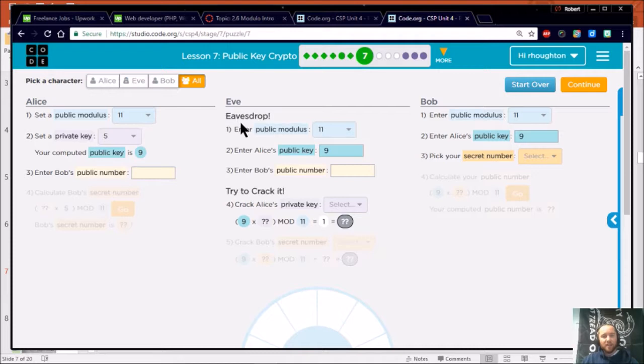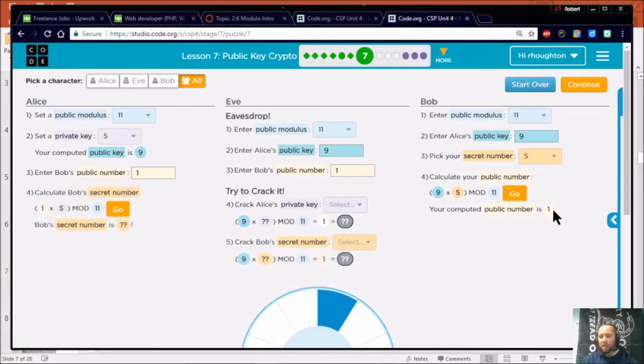So here's our Eve, the eavesdropper. So far Eve knows that the public modulus is 11, the public key is 9, and then she doesn't know anything else yet. So Bob comes over here, and he's going to pick a secret number of his own. Let's go with 5. So Bob takes this private key and the secret number, times them, modulus 11 them, and that will give him this public number 1. He's going to go over here and give that number 1 to Alice. She takes that. She uses the public number and her private number, mod the public modulus right here, and this will give her Bob's secret number, 5. Is it correct? It is.